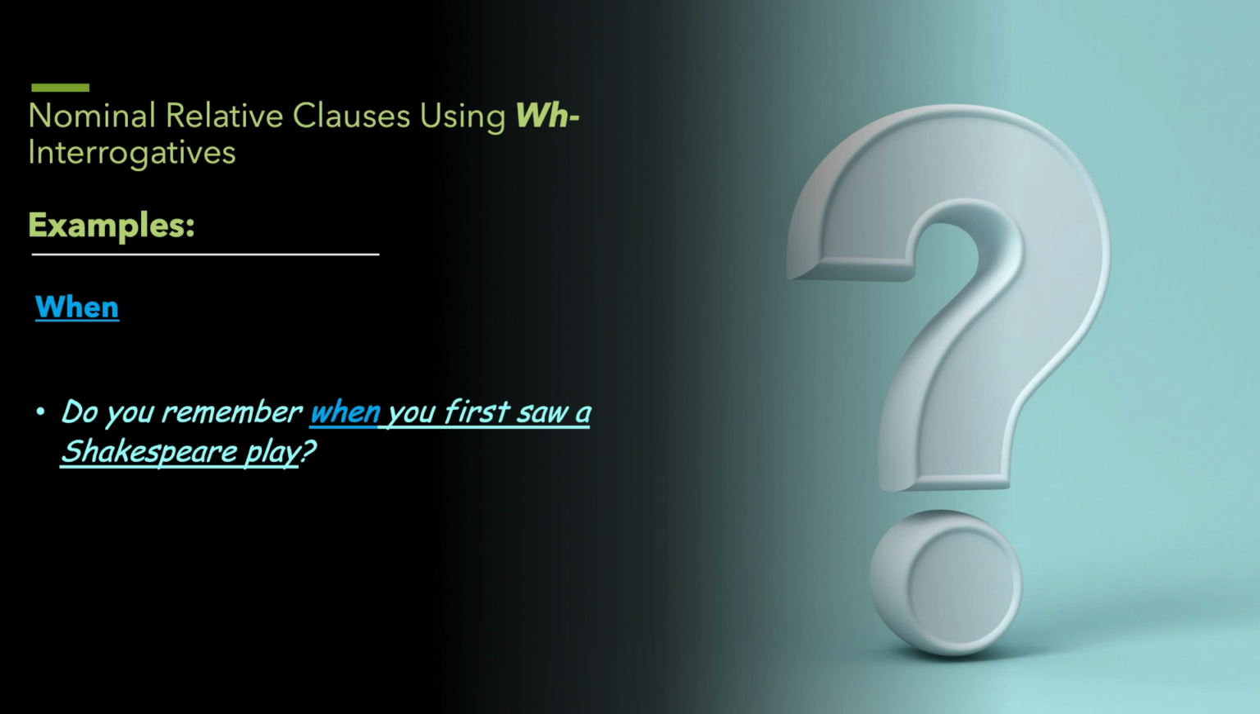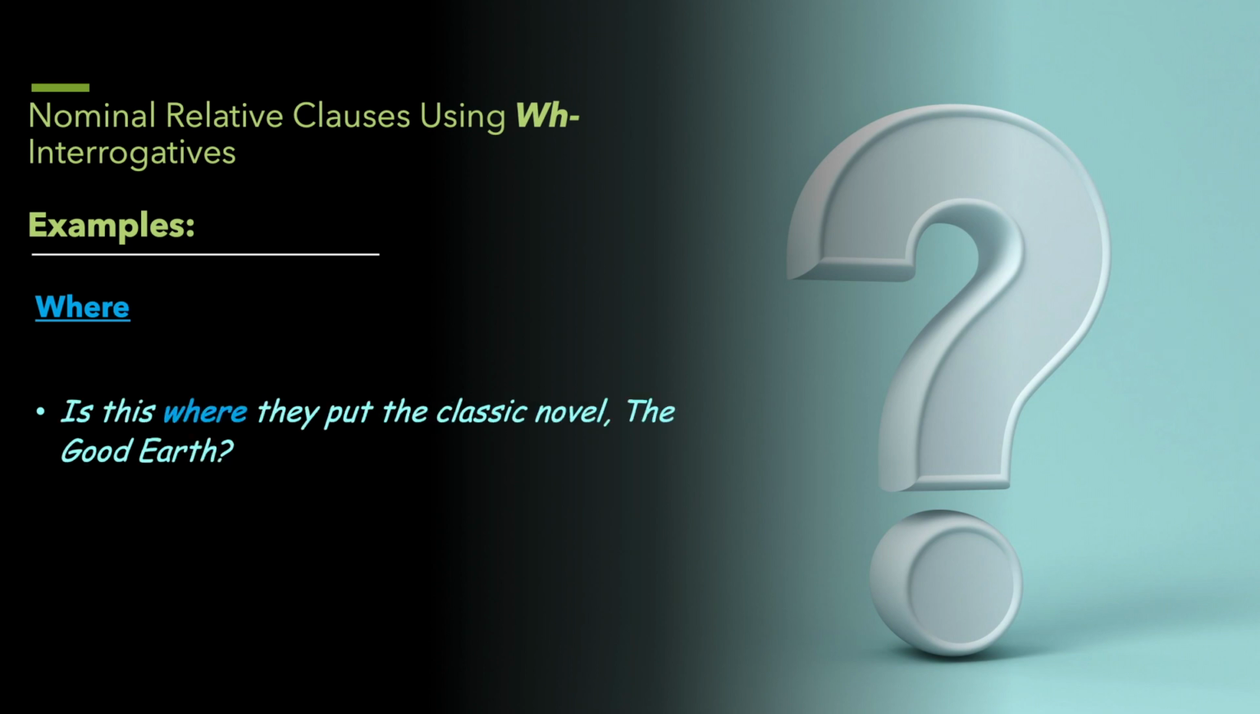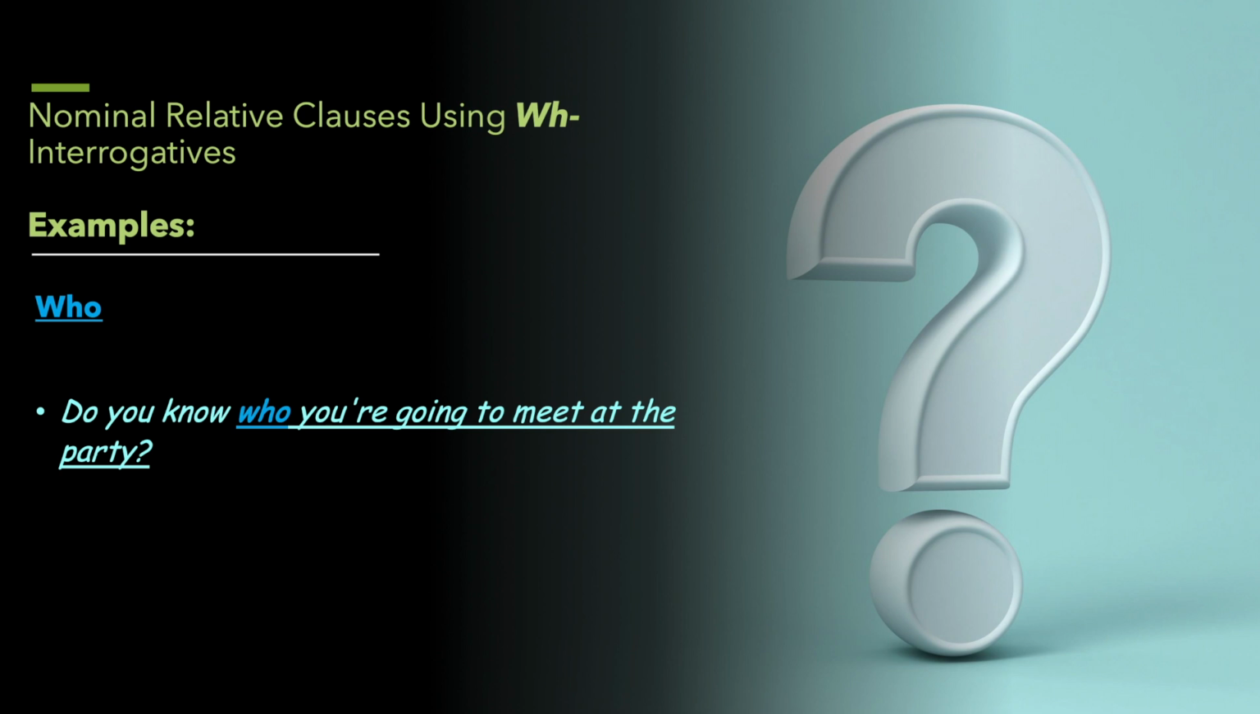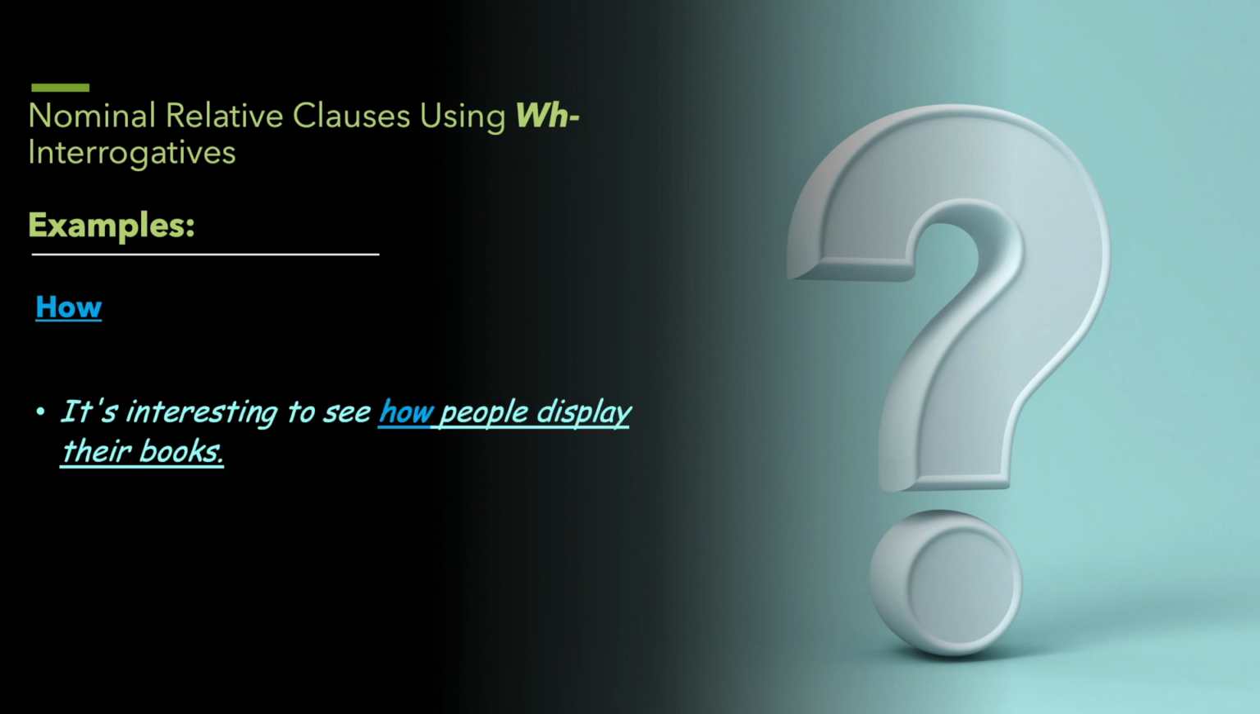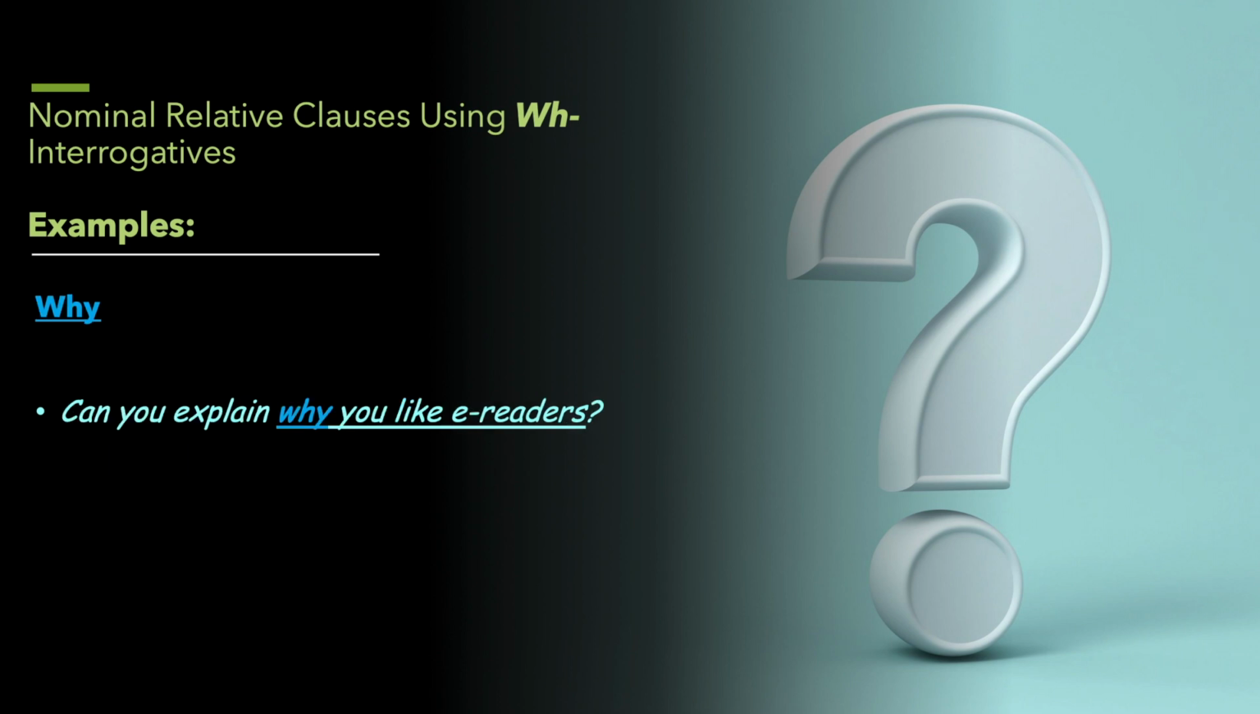Let's look at some more. Next we have where. Is this where they put the classic novel, The Good Earth? Next we have who. Do you know who you're going to meet at the party? Next, how. It's interesting to see how people display their books. And finally, why. Can you explain why you like e-readers?